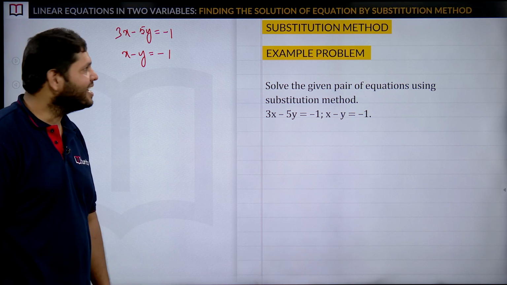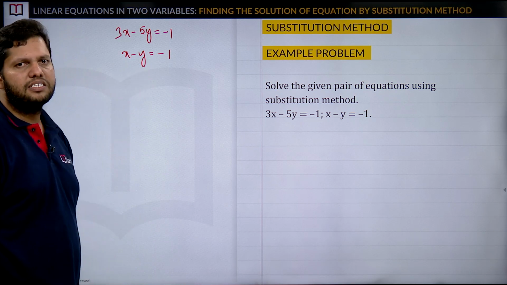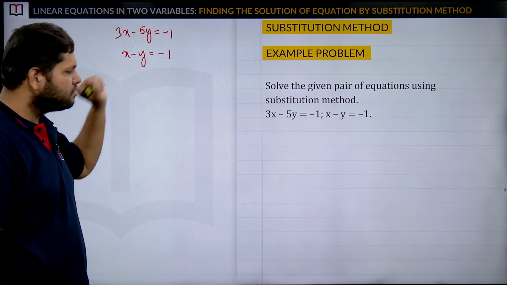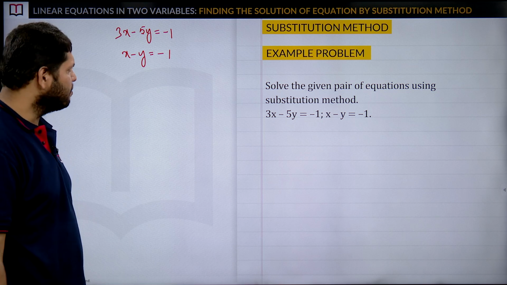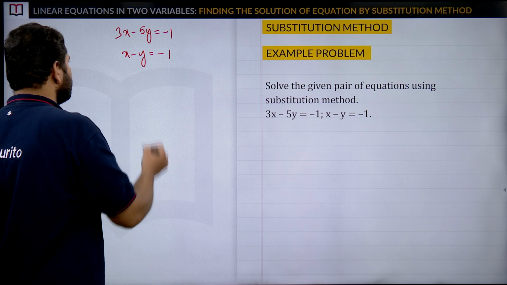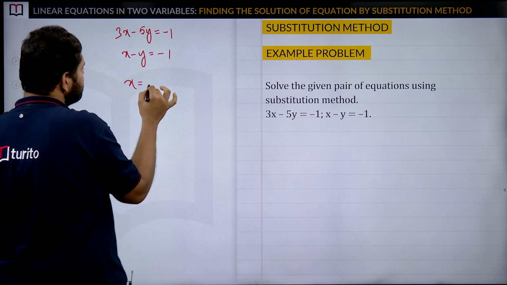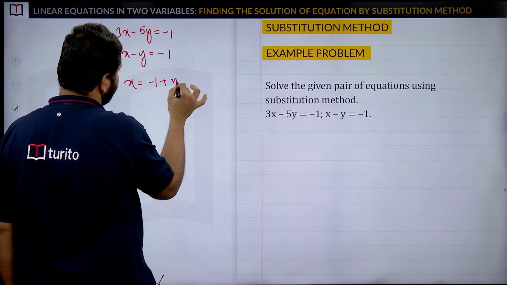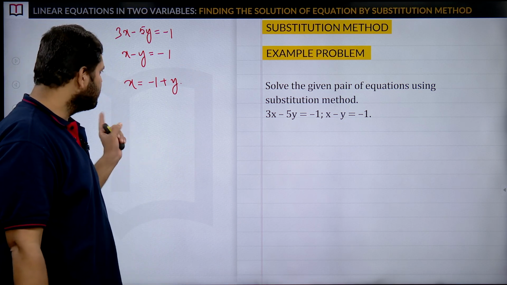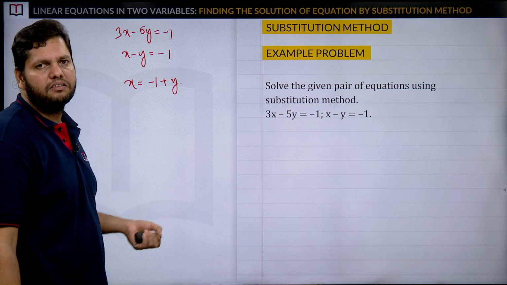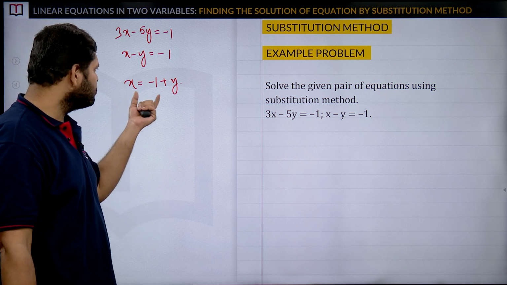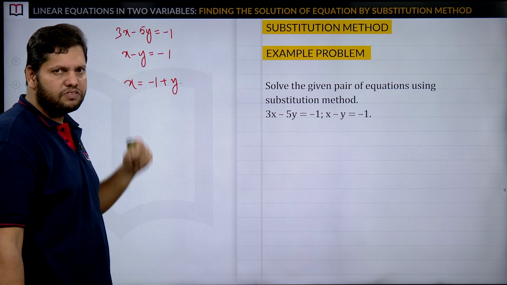Children, I will take the second equation because the second equation is a little bit easier, because the coefficients are 1: the x coefficient is 1 and the y coefficient is minus 1. So both look easy. So what I am writing, children? I am representing x in terms of y. So x is equal to minus 1 plus y.